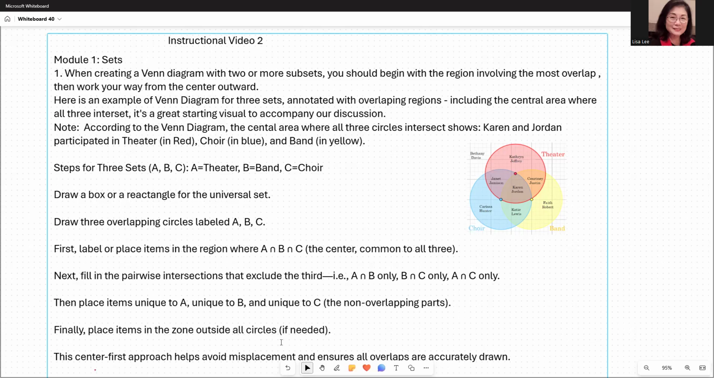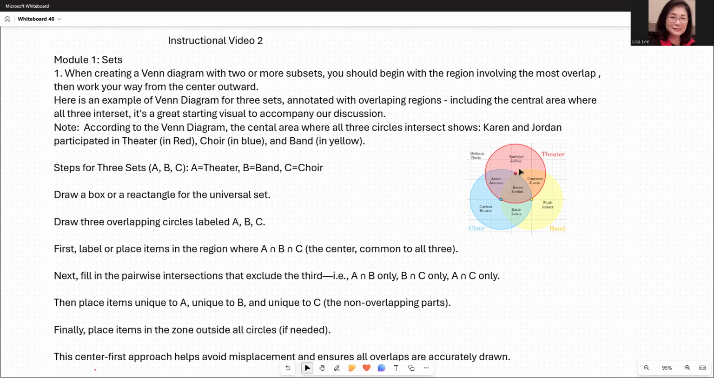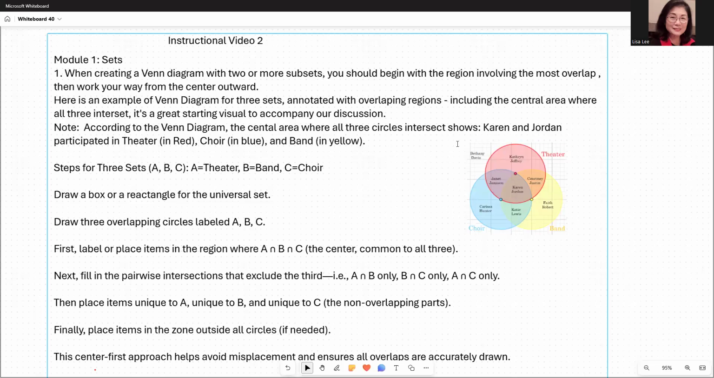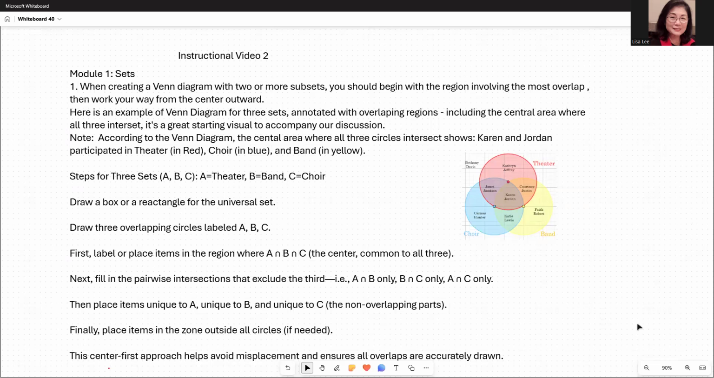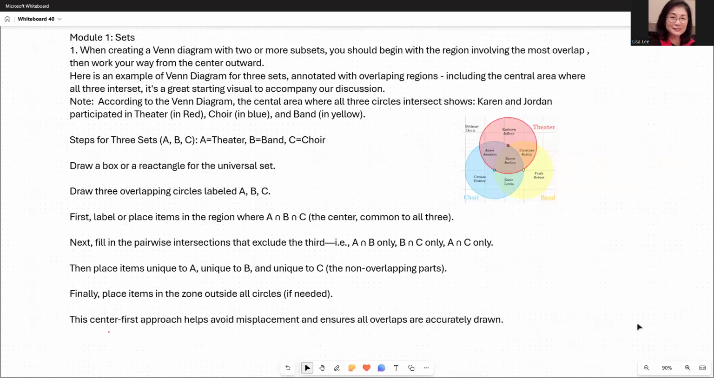If we have more people who did not join any one of these 3, then we leave their names outside the circles, but still inside the rectangle box, because they are part of the survey. They are part of our study.